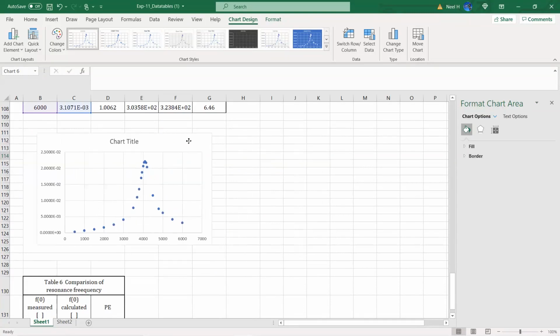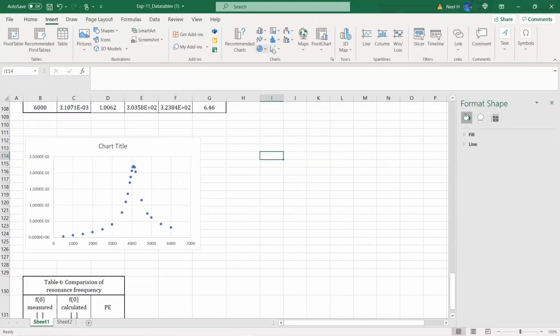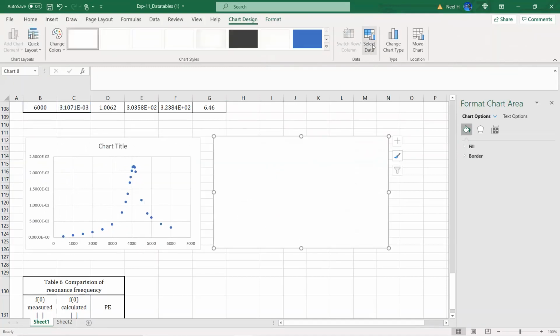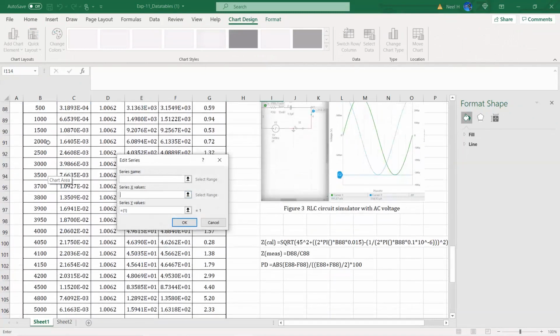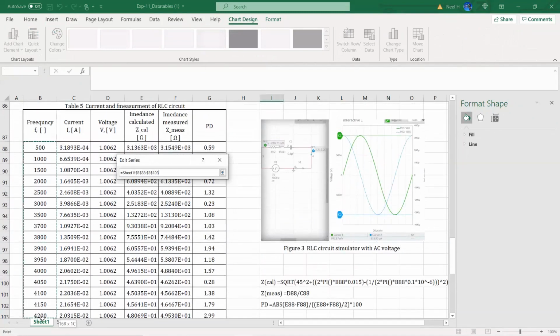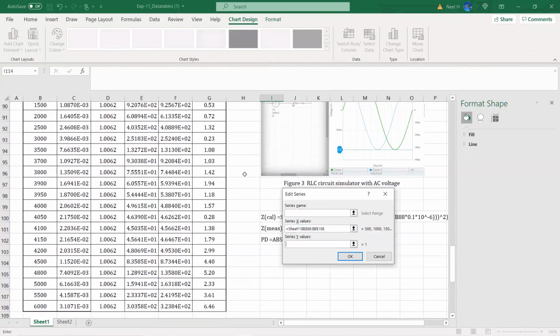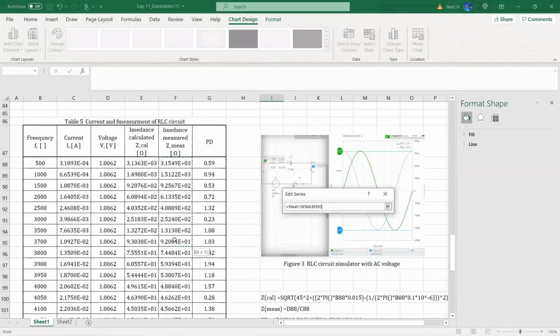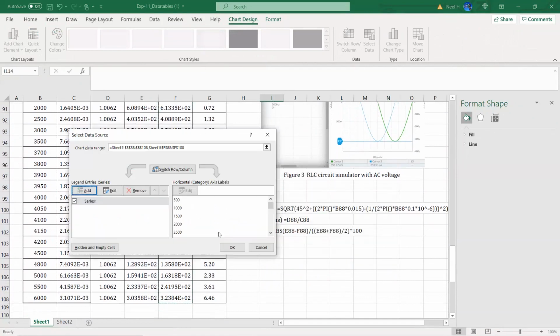And now we'll make another graph. Insert, scatter plot. In this case we'll make frequency versus impedance, okay? Frequency range, column B, and the impedance measured value, okay? Not the calculated, the measured value. And then click OK, click OK again.